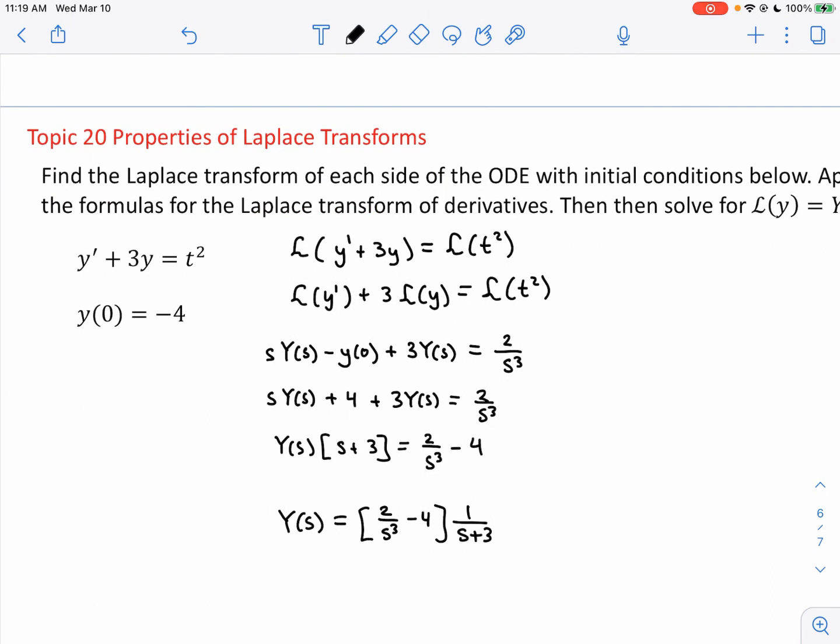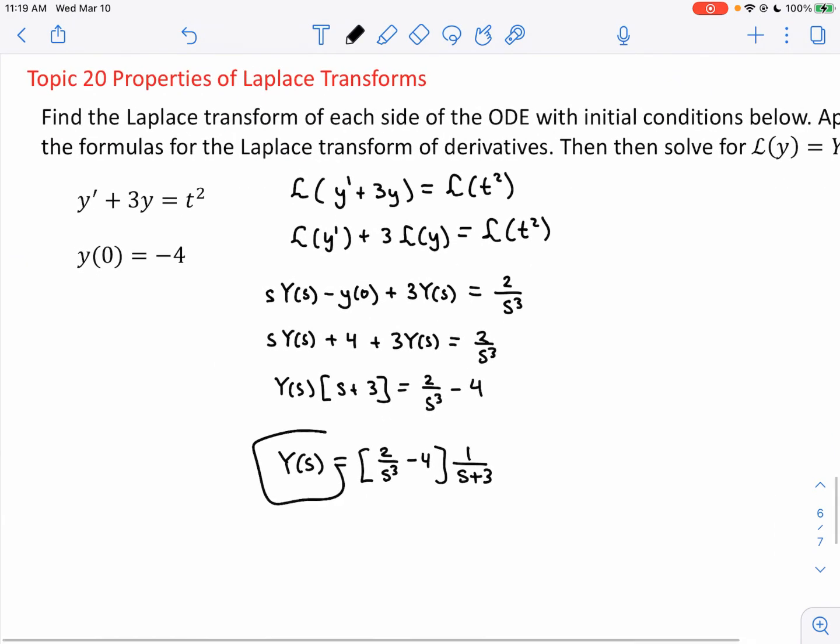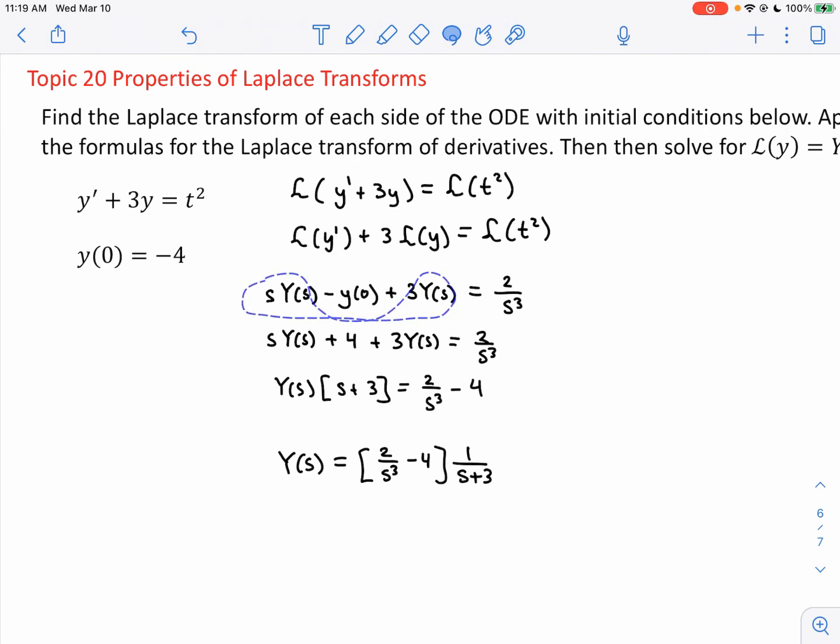And I believe that's all we were expected to do for this problem: get the Y of s isolated after we apply the identity for the Laplace transform of a derivative. That took us to this stage, and then we had a Laplace transform of y over here as well. So we had two Laplace transforms of y present, and we just had to isolate it.